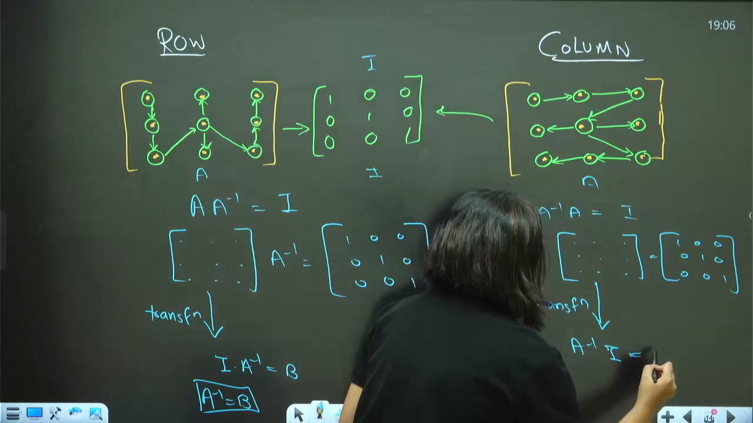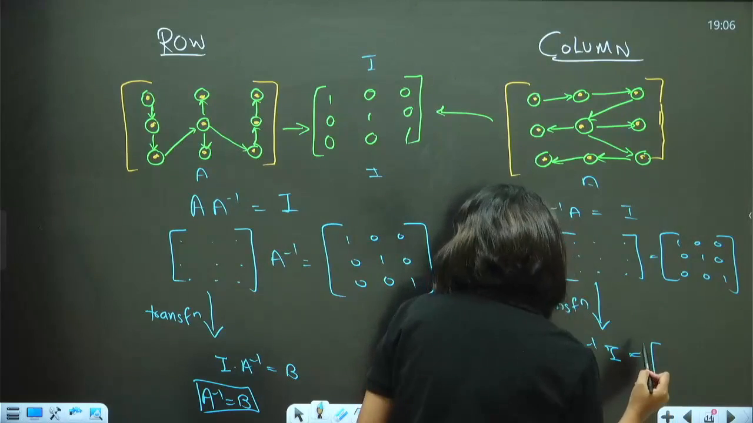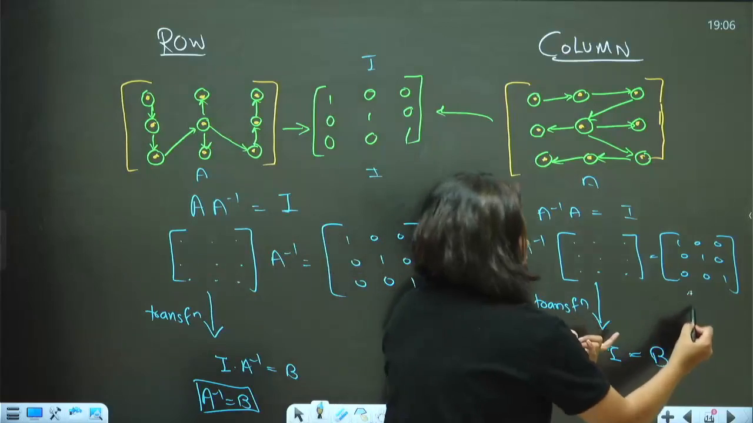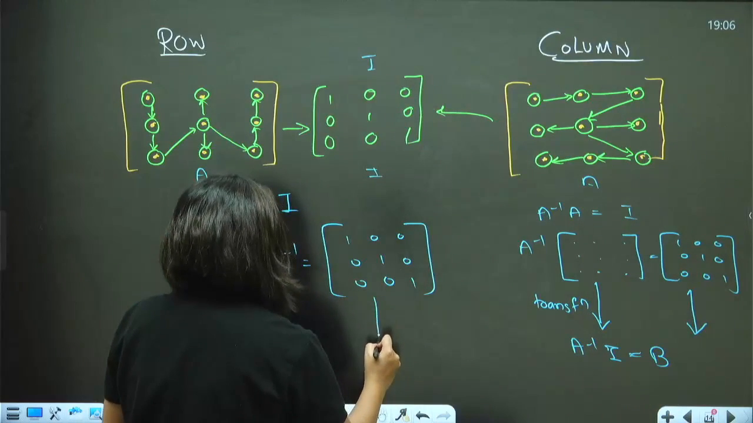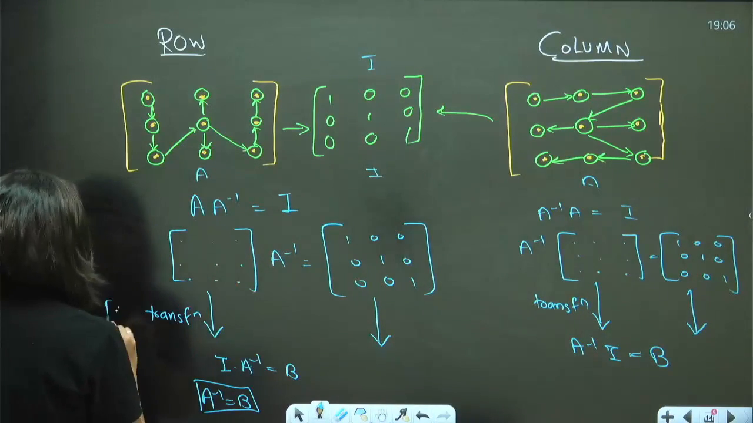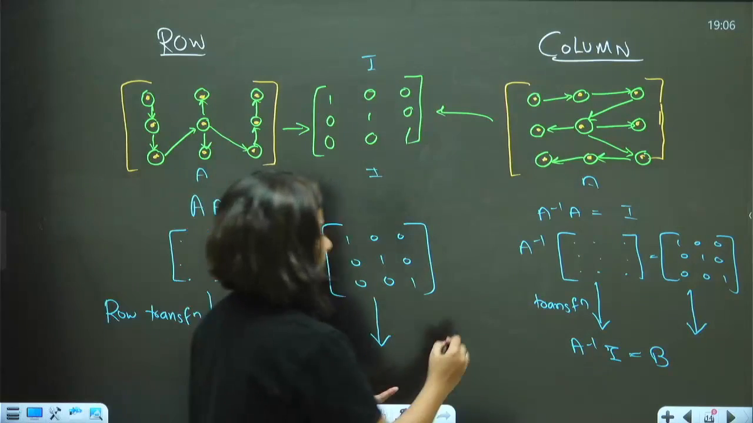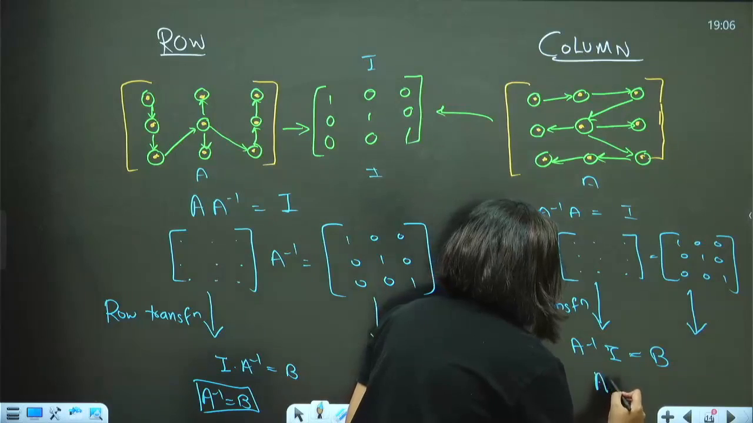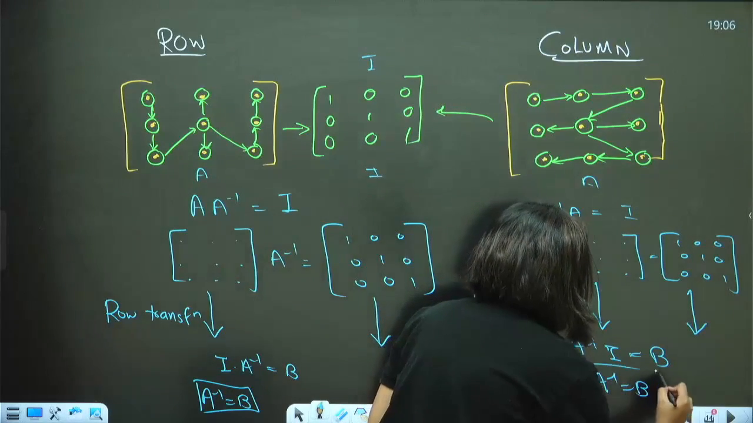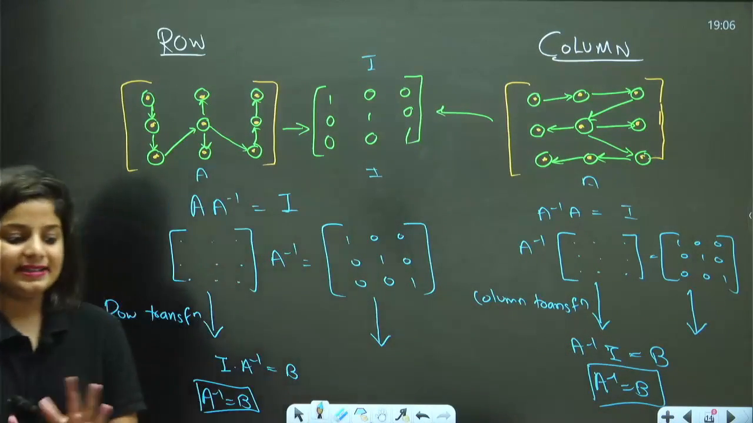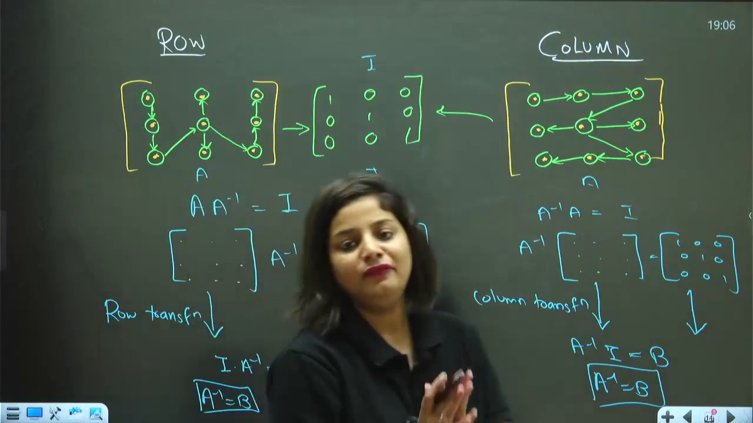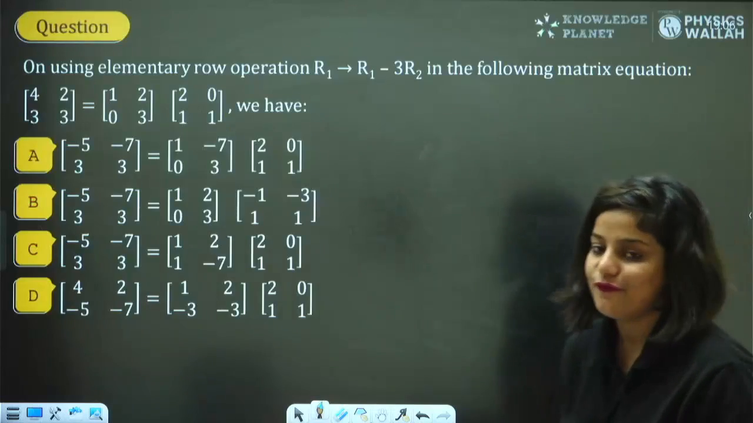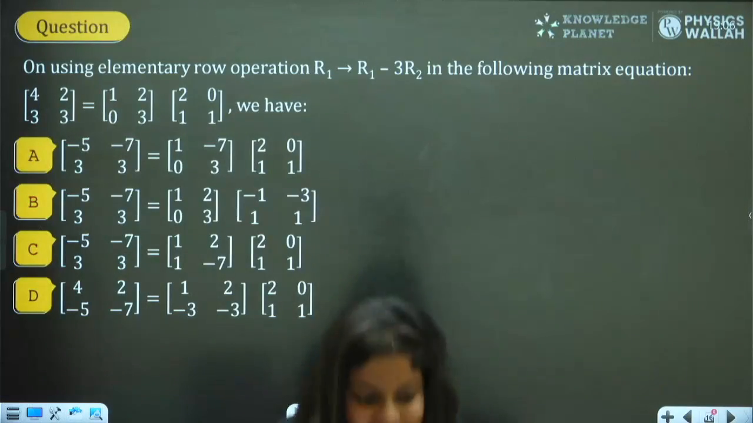A inverse is already there, and this will turn into some other matrix called B, because whatever transformation you are doing, it will be done on both left and right side. Of course. Now A inverse into I is nothing but A inverse. A inverse is equal to B. We get the answer. So both ways are very symmetrical. Understand one very well and go for the other. Is that clear? Can I go to the questions now? Finally, yes. Let's do it, guys.